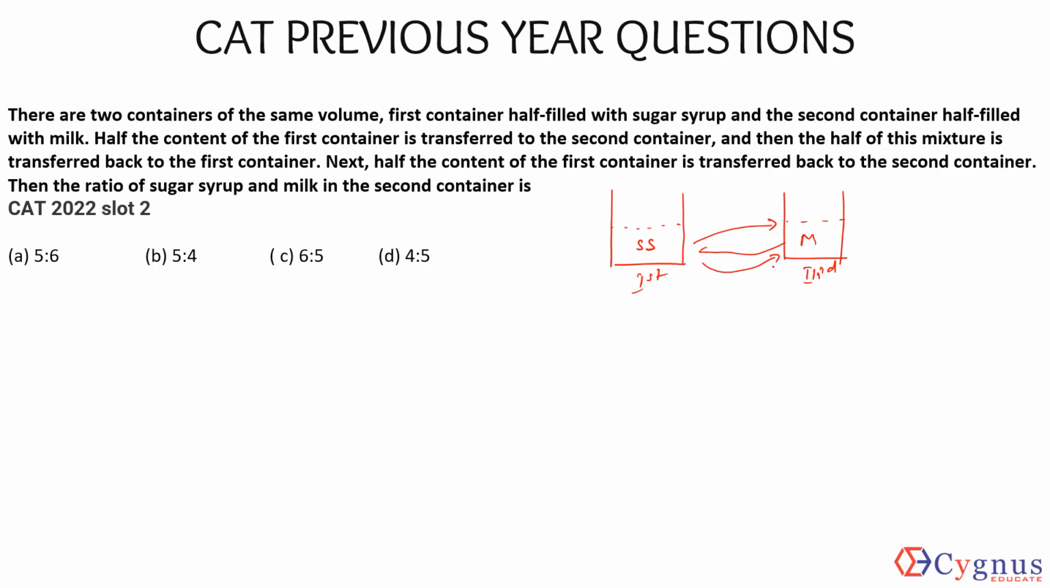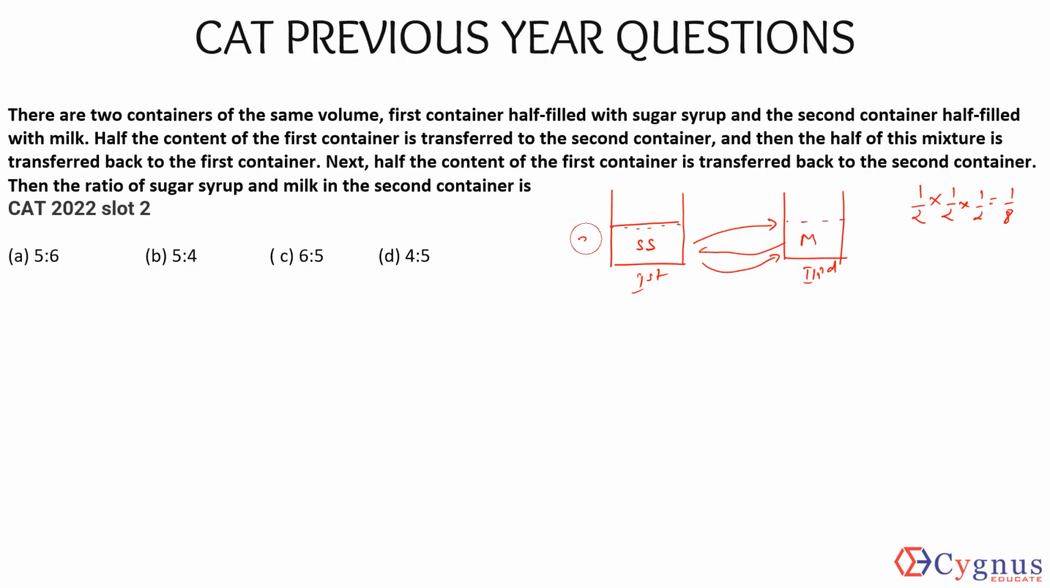That means after all the three transfers, both the containers will have some sugar syrup and some milk. I need to transfer half of the amount how many times? Three times. That means every time I'll have to use a multiplying factor of 1 by 2. How many times? Three times. So it will give you 1 by 8. So it's better to take the quantity equal to a multiple of 8.